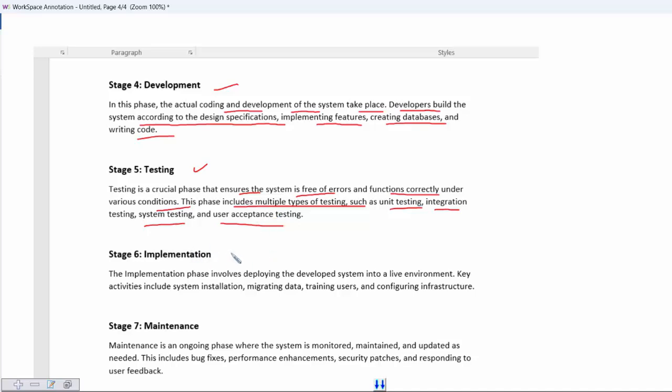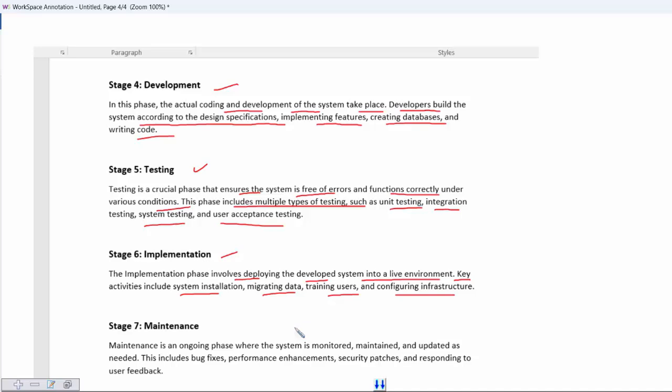After that, stage six is the implementation stage. This stage involves deploying the developed system into a live environment. Key activities include system installation, migrating data, training users, and configuring infrastructure. This phase also requires thorough planning to ensure a smooth transition from the existing system to the new one with minimal disruptions. Like when we are using one system and migrating to a newly developed system, we have to plan accordingly so that our work does not disrupt operations and we do not lose any business.